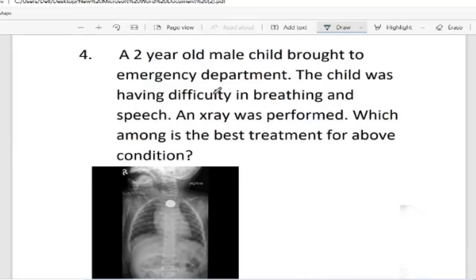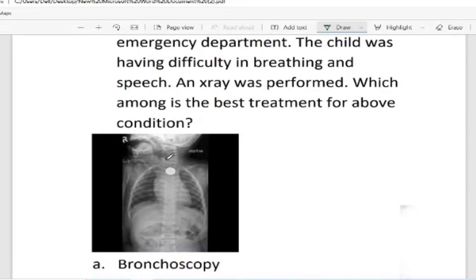Question number 4. A 2-year-old male child is brought to the emergency department. The child was having difficulty in breathing and speech. An X-ray was performed. Which among these is the best treatment of the above condition? Now the X-ray is given. This X-ray is from the front view.